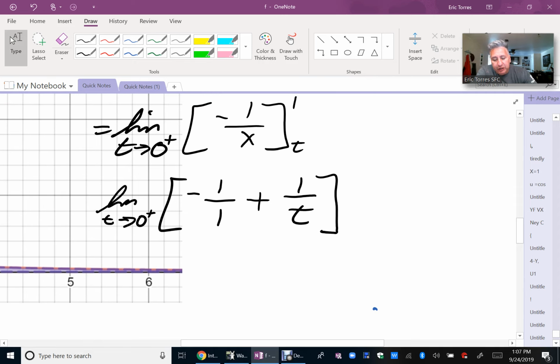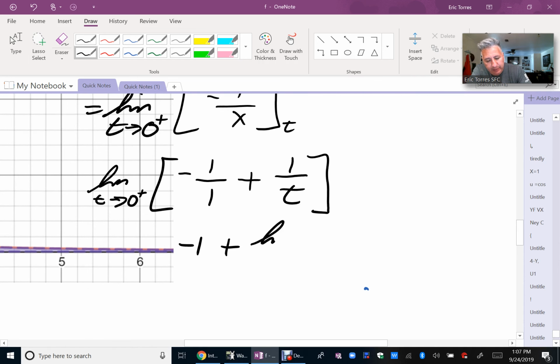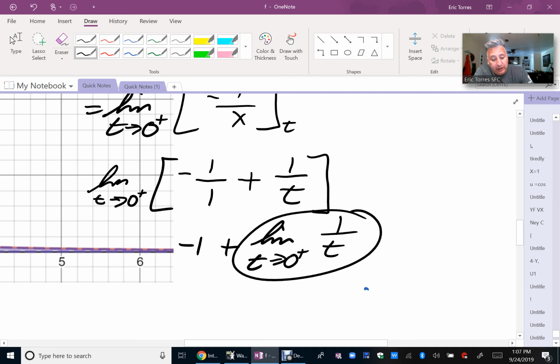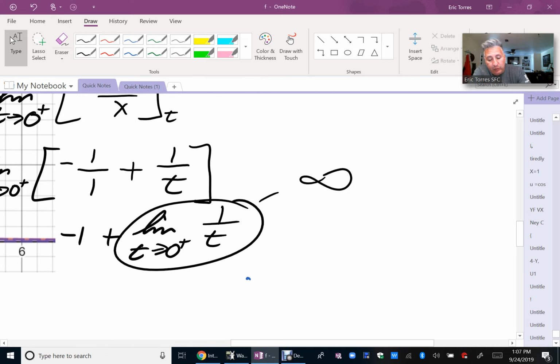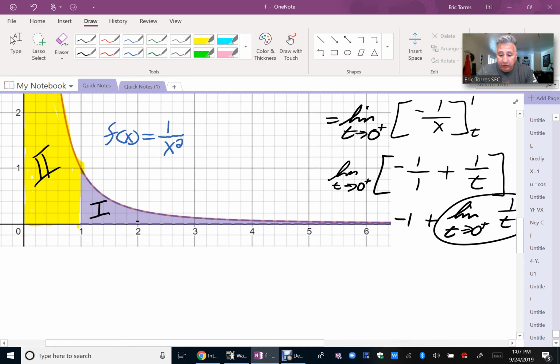And in this situation, I cannot. So this clearly is negative 1 plus the limit as t goes to 0 from the right of 1 over t, and 1 over t as t approaches 0 is actually approaching positive infinity. So this region is called divergent because we could not find a fixed value.